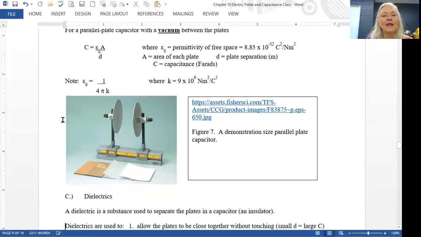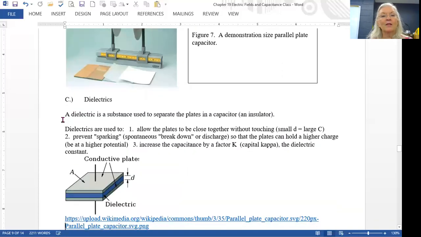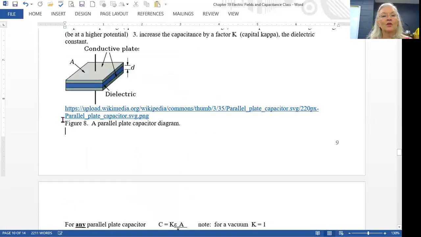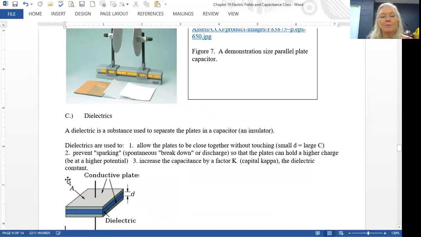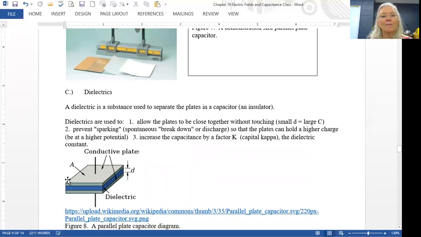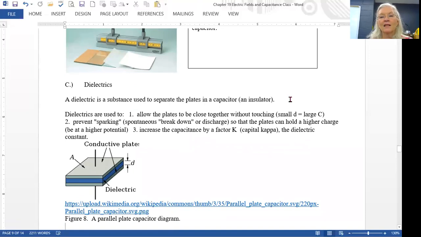So let's look at dielectrics. Dielectrics are the materials that you put between the plates of your capacitor. It keeps the plates separate but close together. The dielectric is always some sort of an insulator. It could be air, it could be a vacuum, it could be a plate of glass. There are lots of different things.